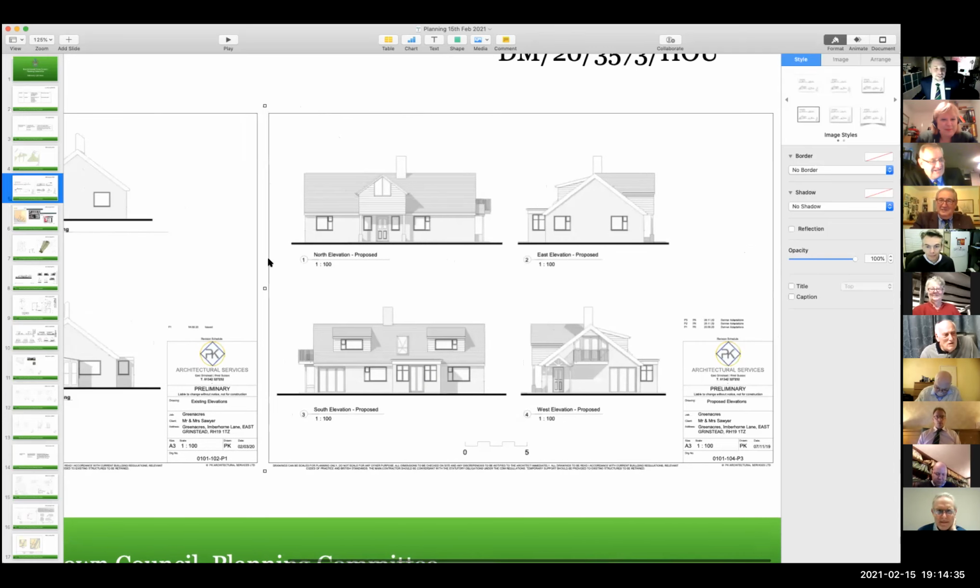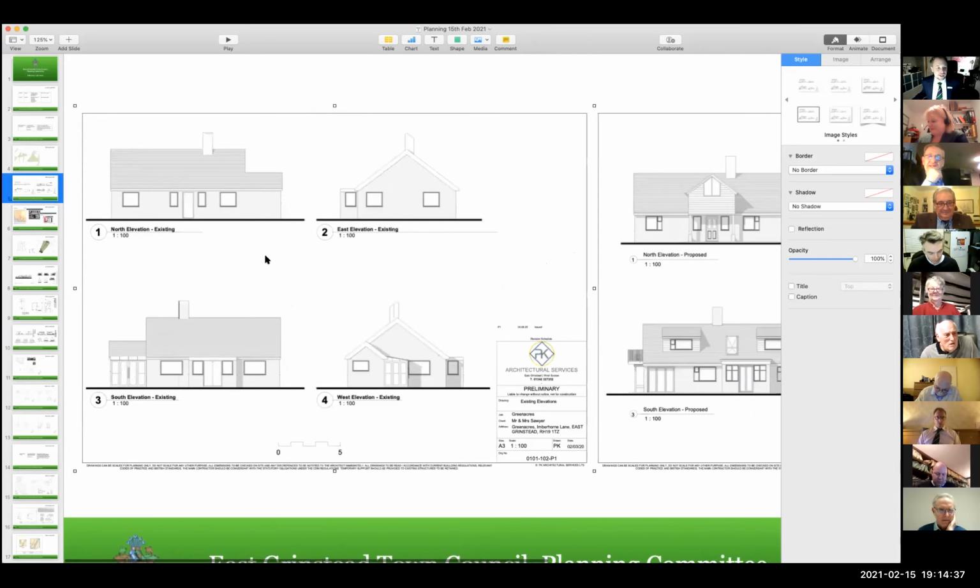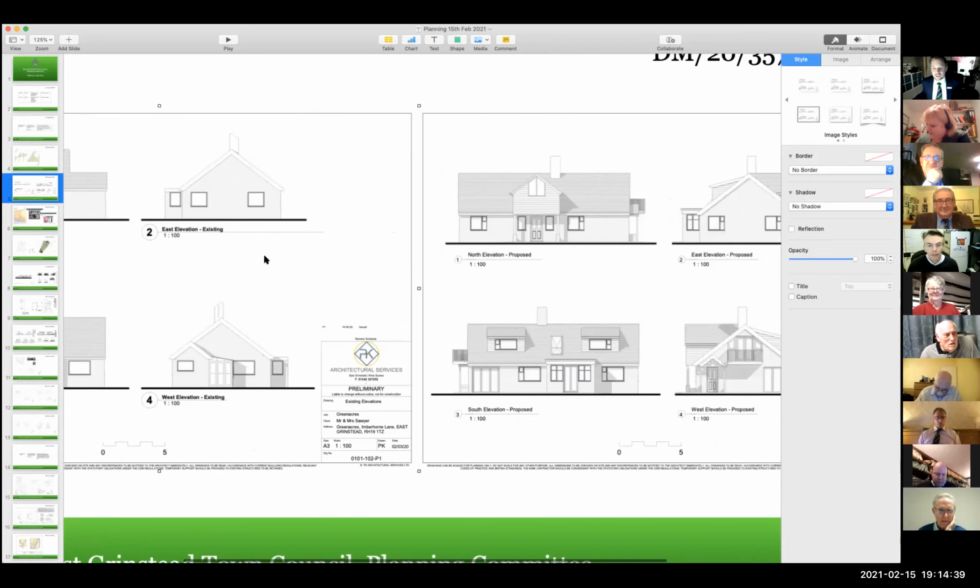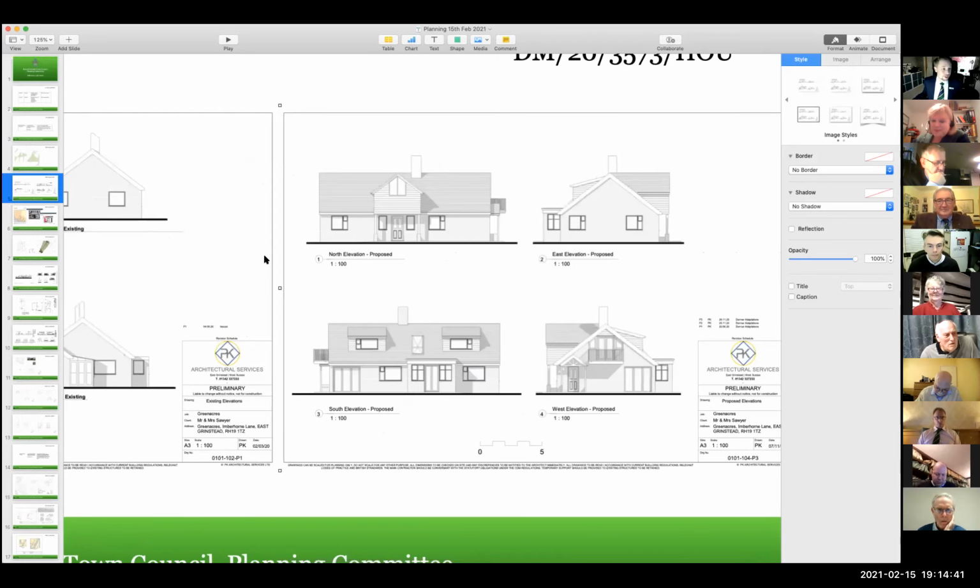Right. So this is the existing elevations, and these are the proposed new elevations. So, Councillor Odey, would you like to have a discussion on this one? Well, there's not really much to say, Chair, apart from it's still a nicely designed house. The changes aren't drastic, but I vote for approval.